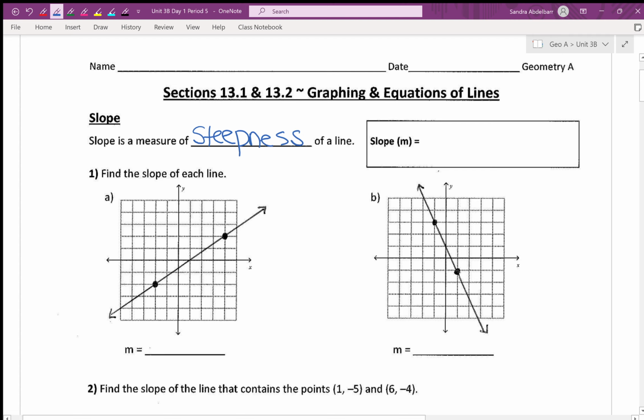And Katie told us that slope, and do we all remember that slope is represented by a lowercase m? So slope is represented by rise over run when we're given a graph.